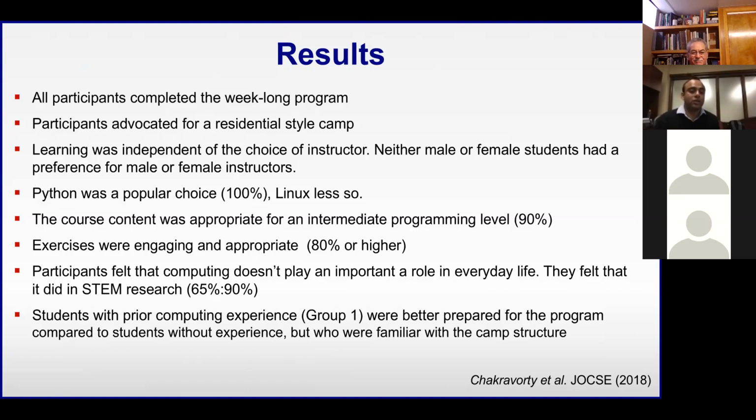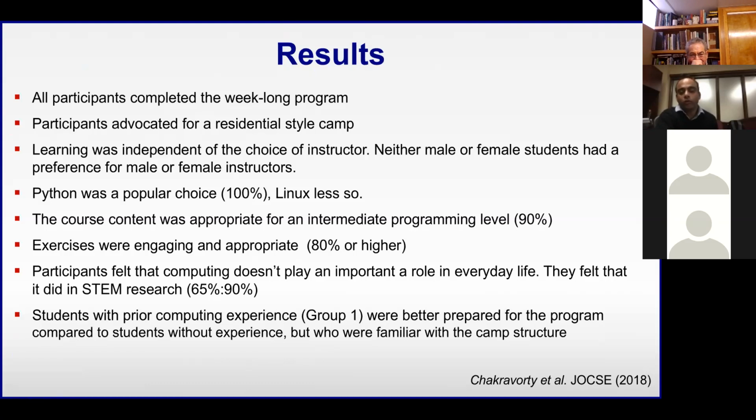We had 3 instructors teach the topics, as in each instructor taught a separate topic. We found that students were okay with all of them, and neither male nor female students had a preference for male or female instructors. So even if you're male, you're doing okay, even if you have a lot of female students. Python was a popular choice. 100% of students approved of it as a programming language for the intermediate level. Linux was less popular among students, and possibly they wish they didn't have to do as much of that.